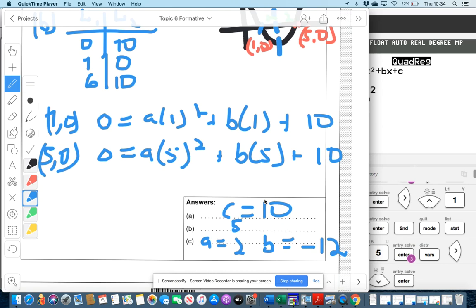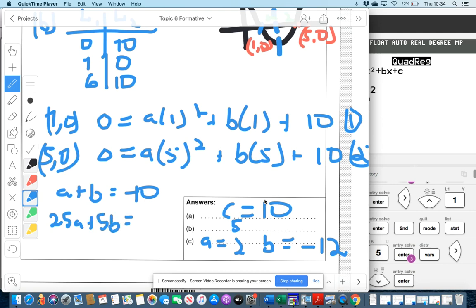So I have 2 equations, 1 and 2 there. The first equation is a plus b equals -10, I moved the 10 to the other side. The second equation is 25a plus 5b equals -10 again. So again, I can do that in PolySmlt or elimination. You want to try PolySmlt?